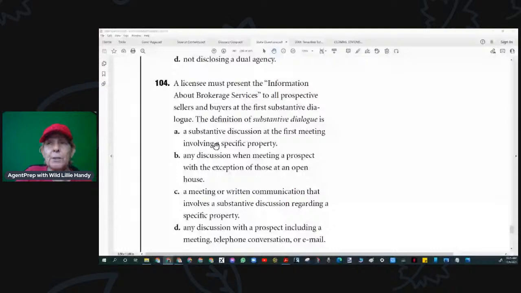Okay, so the first one said a substantive discussion at the first meeting involving a specific property. C says a meeting or written communication that involves a substantive discussion regarding a specific property. So it could have been A or C. B said any discussion when meeting a prospect with the exception. So any discussion, really? Are you talking about real estate, or are you talking about your kids, your animals, an event? That is not talking about specific properties. So A and C talk about a specific property. So that is the clue. That is the key word.